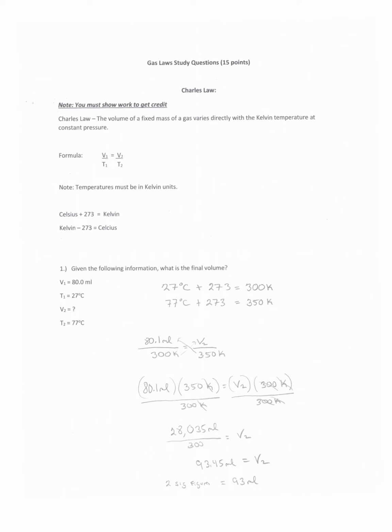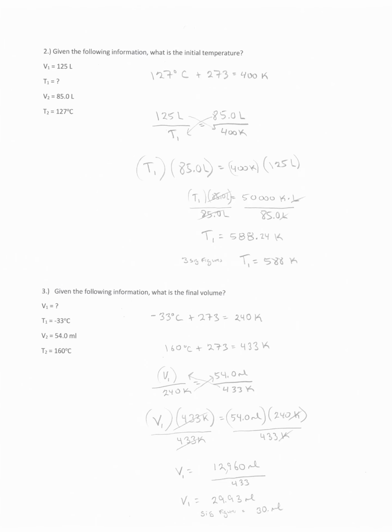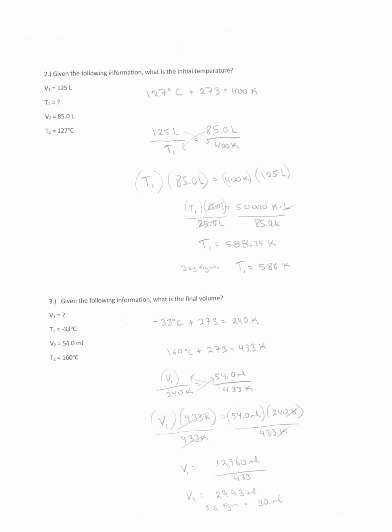When you're doing these questions, make sure that the temperatures are all in Kelvin, and all the volumes are in the same units when you go to solve them. Question number two, the initial temperature is the unknown. It's 588.24 Kelvin.